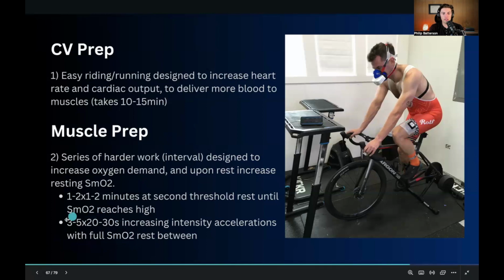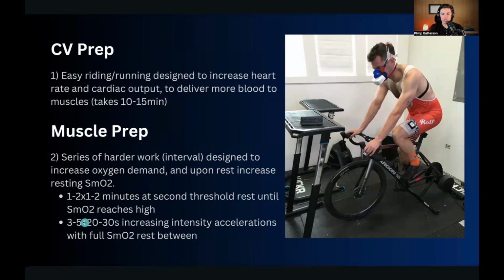Another way of doing this is doing 3 to 5, 20 to 30-second accelerations of increasing intensities with full SmO₂ rest in between. So you do your acceleration, and really it's somewhere along the lines of 20 to 30 seconds. But what I like to do is use SmO₂ to dictate my work and my rest. So SmO₂ starts pretty high. I accelerate, SmO₂ goes down in that rapid phase of decrease, and then it transitions to kind of a slow SmO₂ decrease or steady state.